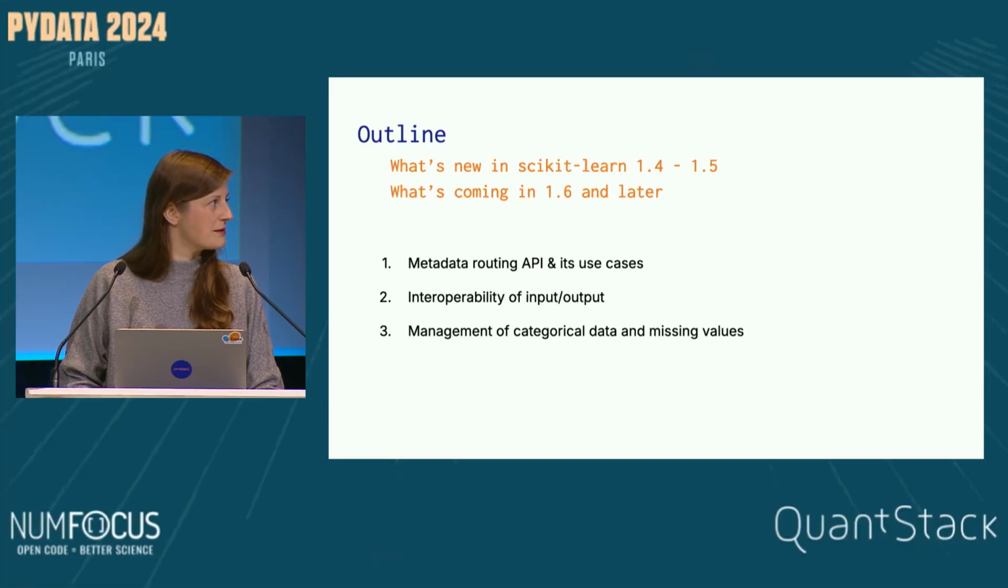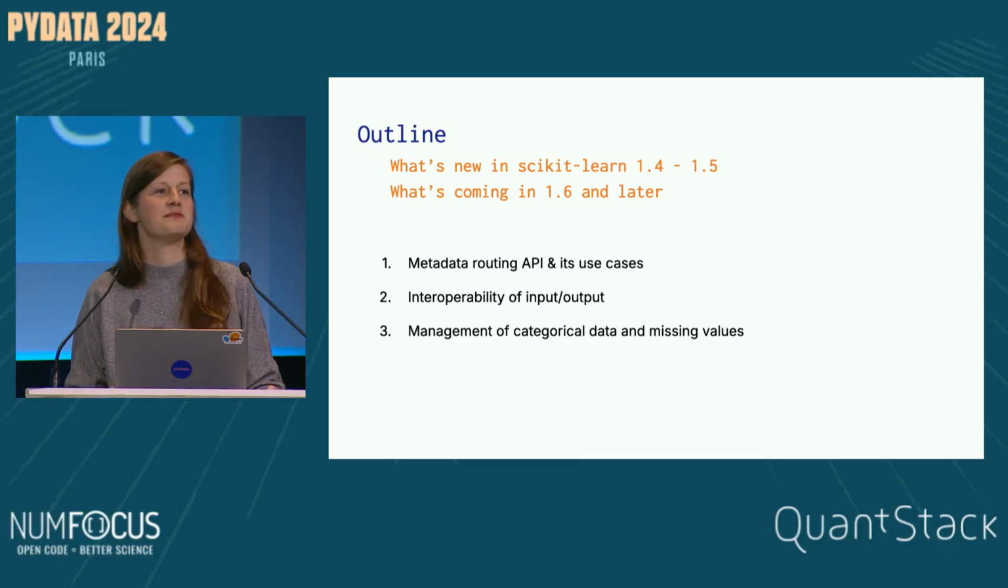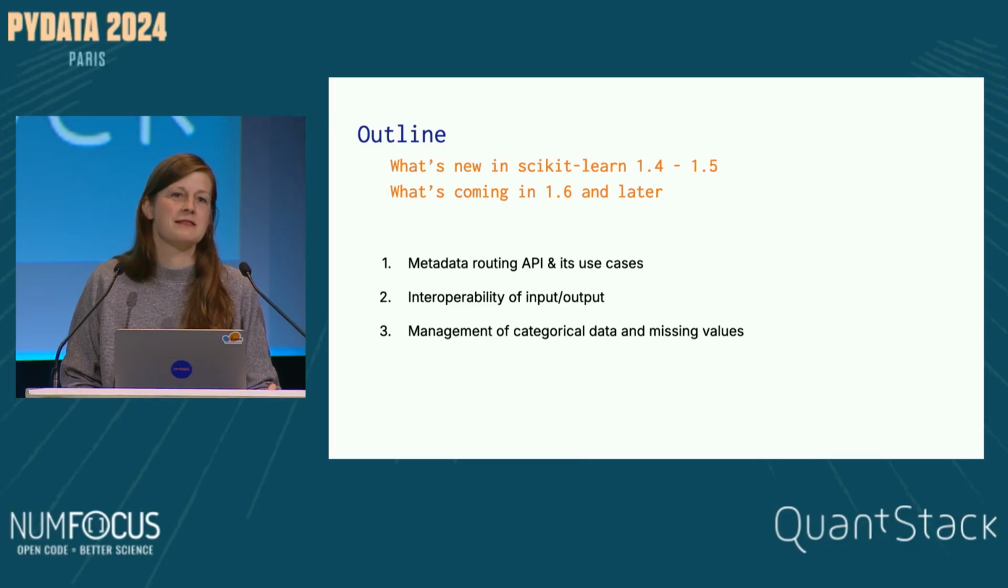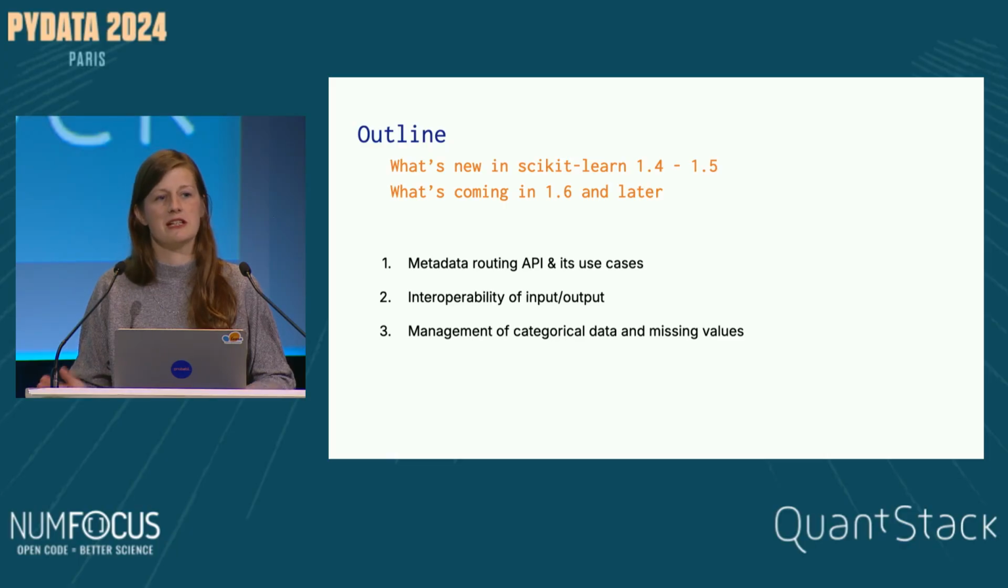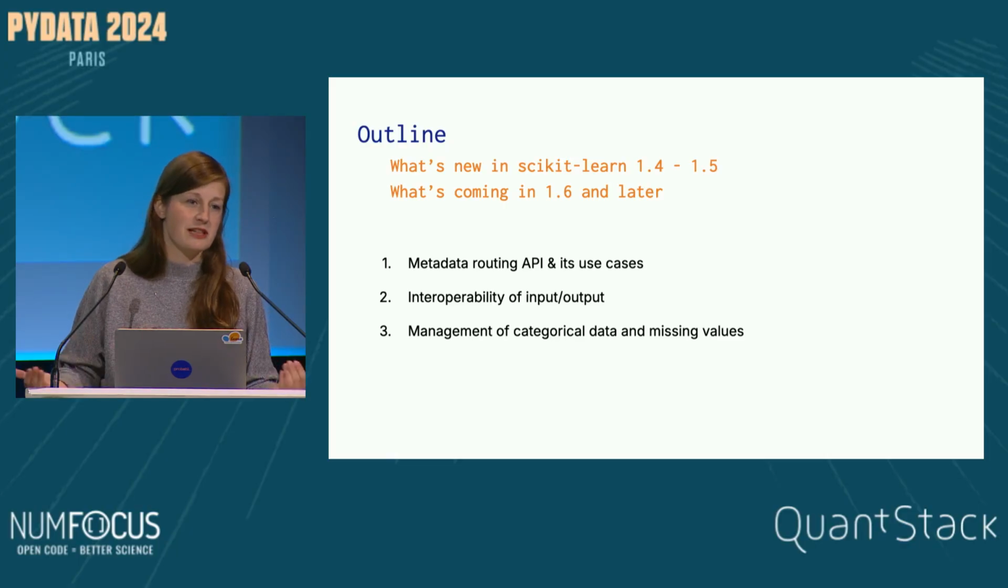So I will briefly introduce you to the outline. So what are we going to talk about? First, we will introduce you to a new feature called the metadata routing API and one of its use cases. We will talk about interoperability of input-output data, and in the end, briefly talk about the management of categorical and missing data, missing values, and what has recently changed.